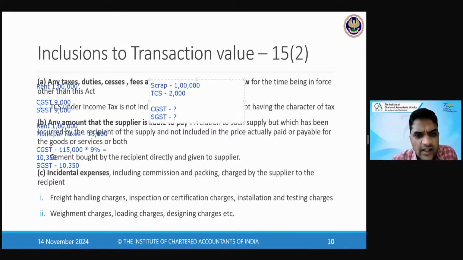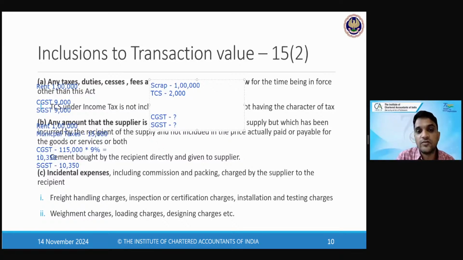Somebody is saying 8,820. How do you get 8,820? Oh, TCS you're deducting. This is not TDS. Okay. Please don't get confused with TDS and TCS. I am not teaching income tax over here. I hope you know what is TDS and TCS, right? TDS is where you deduct it. TCS is when you collect it.